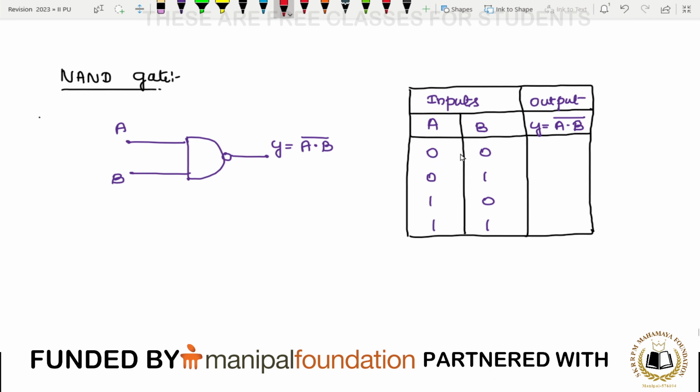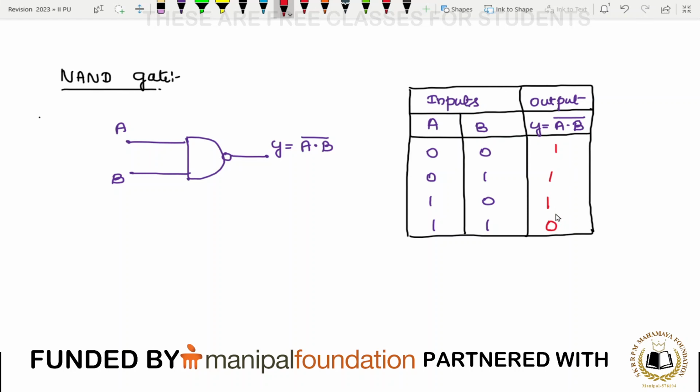0 0, output of the AND gate is 0, but its bar becomes 1. 0 1, output of the AND gate is 0, but its complement becomes 1. 1 0, output of the AND gate is 0, but its complement is 1. 1 and 1, output of the AND gate is 1, but its complement is 0. That means output of the AND gate you give to NOT gate, so the answer becomes its reverse. So in this place becomes 1 and here becomes 0.